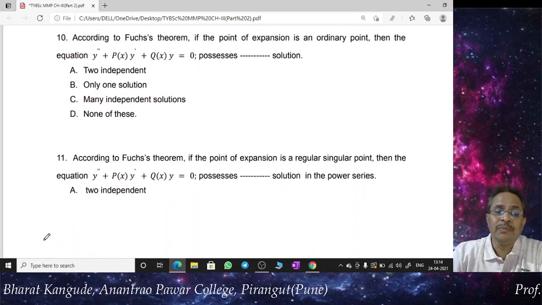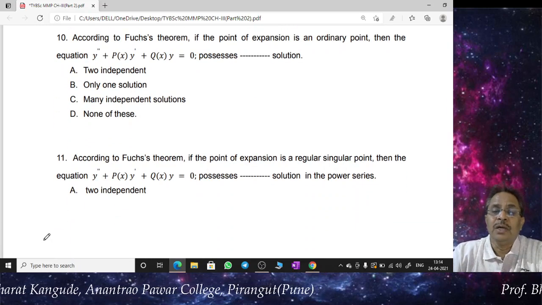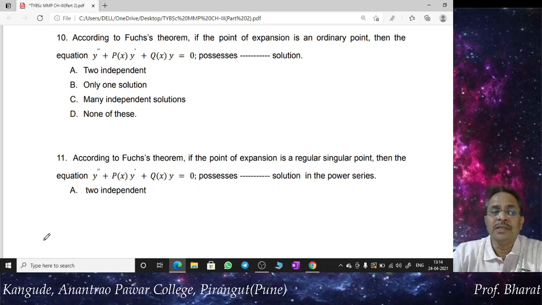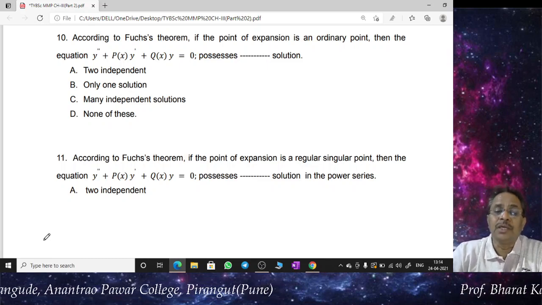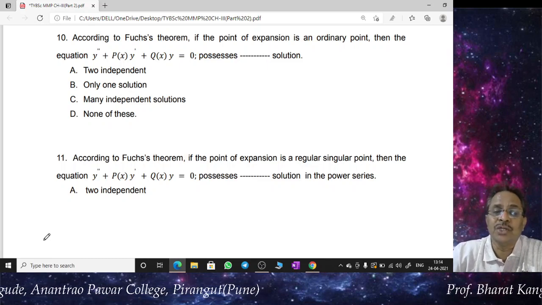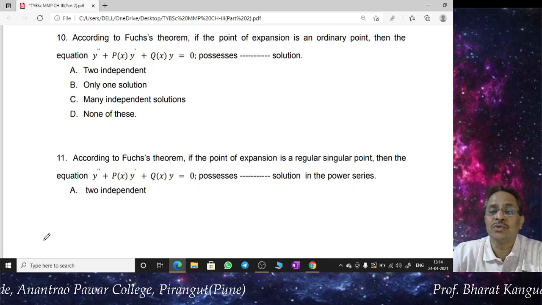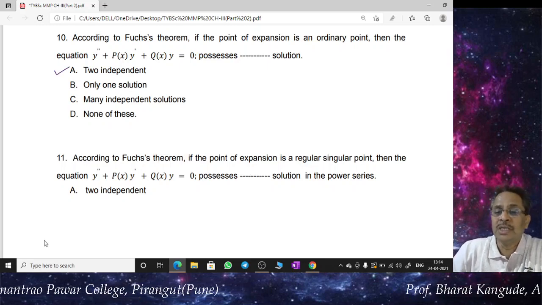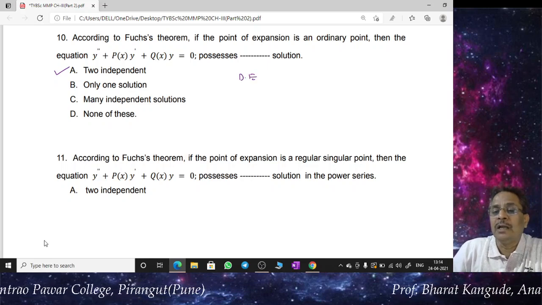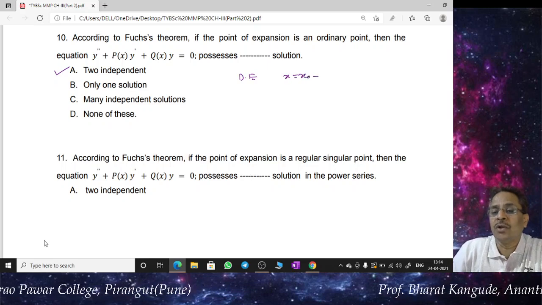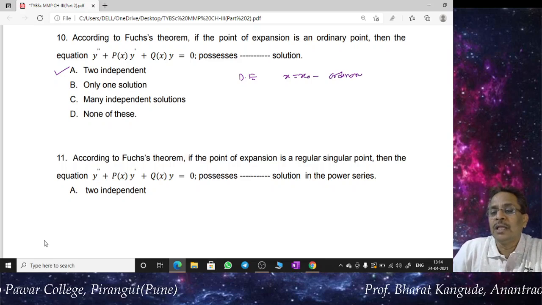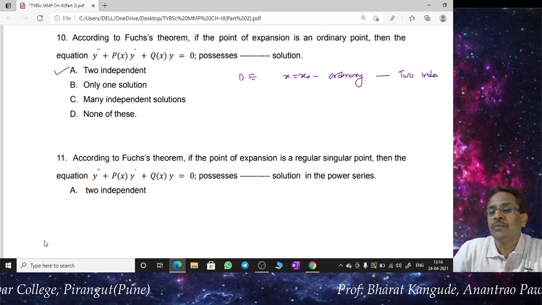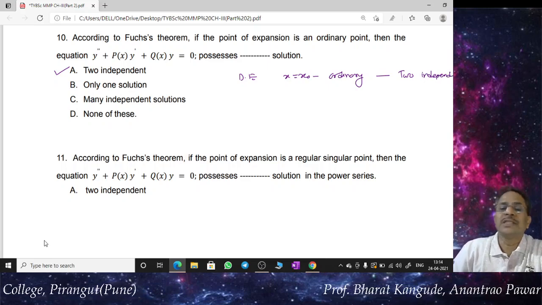Next, question number 10. According to first theorem, if the point of expansion is an ordinary point, then the equation y double dash plus p of x into y dash plus q of x into y is equal to 0 possesses two independent solutions. That means if x is equal to x0 is an ordinary point, then we will get two independent solutions. This is the rule, or the theorem, that is called the first theorem.